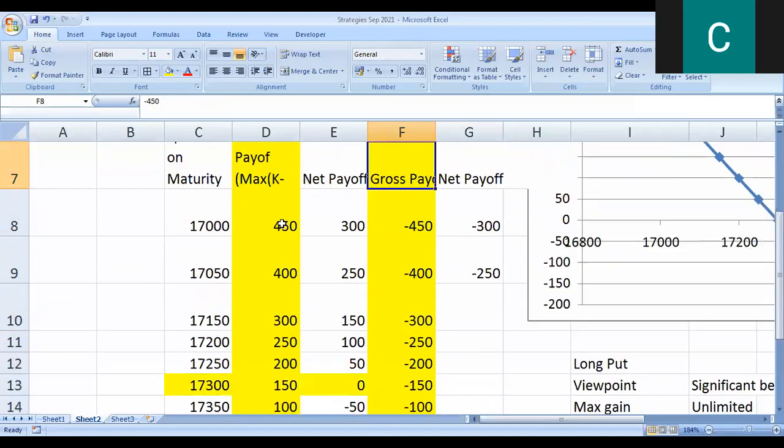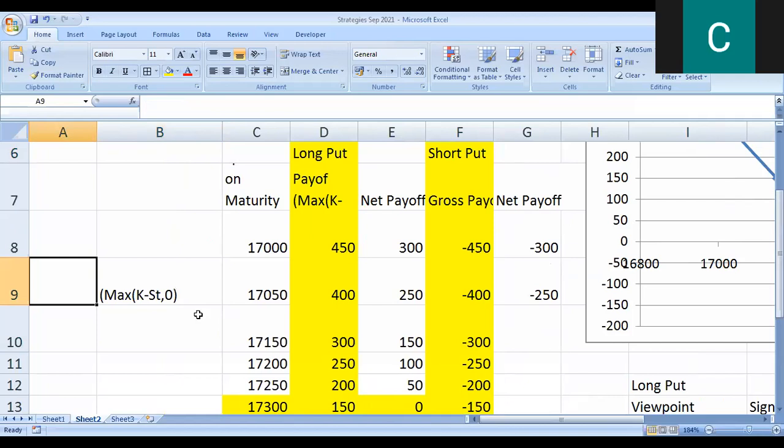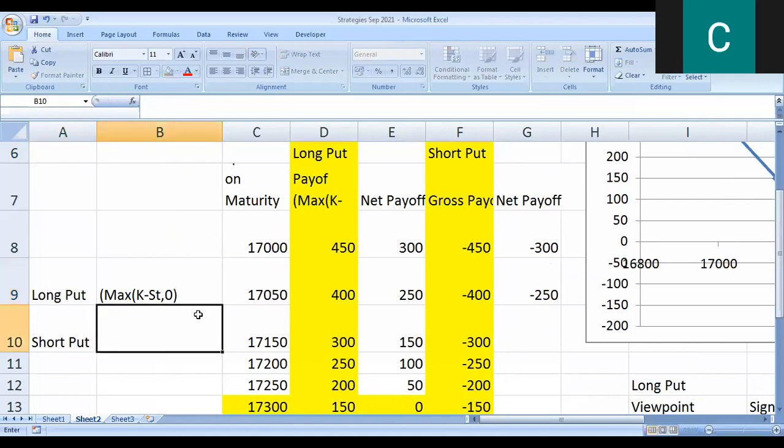into a small equation, as I have done for the long position holder. What is the equation for the long put? Maximum of K minus ST, 0. So I want to frame the equation for the short put now. What can I do? Is it just minus of the above one or not?